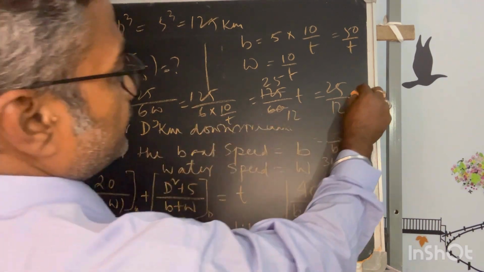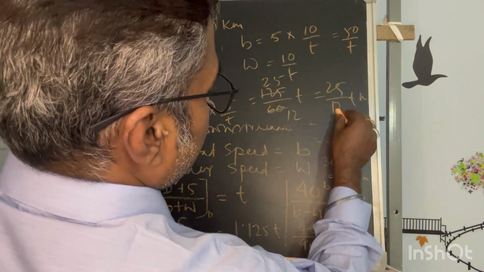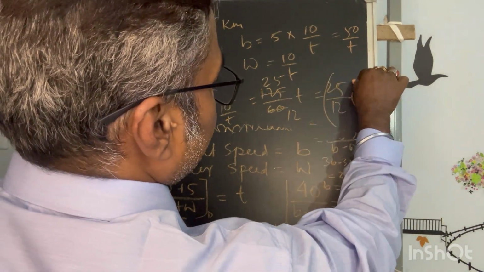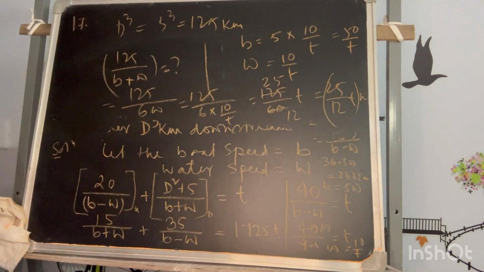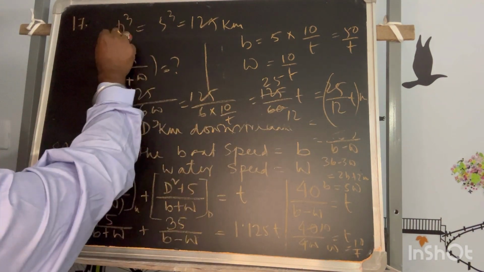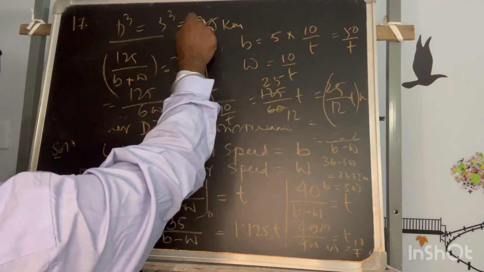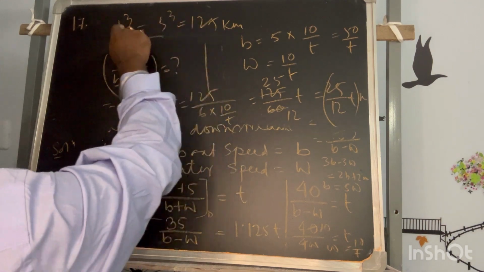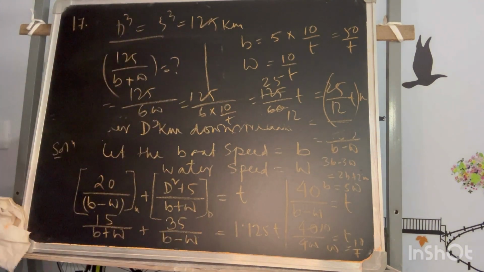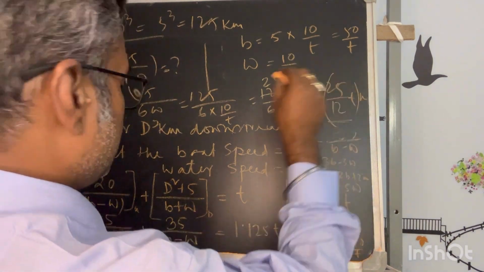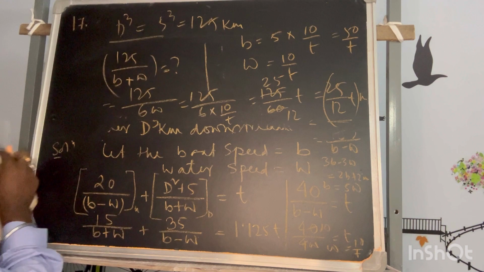Yeah, this much of hours. So you can keep it in the fraction also. So this is the time for going dq of distance dq, because d I have calculated 5, so dq is 125. So dq is covered in 25 by 12 hours. Okay, this will be answer.